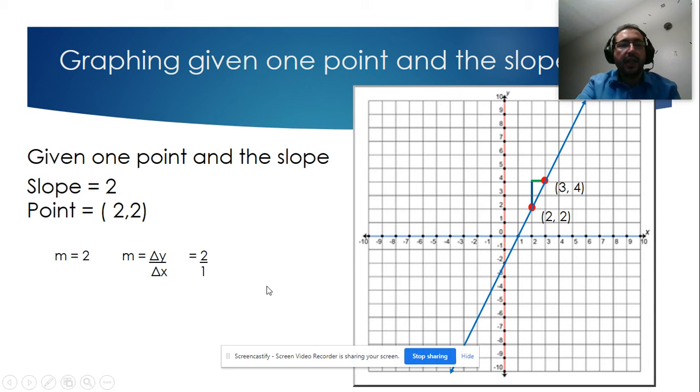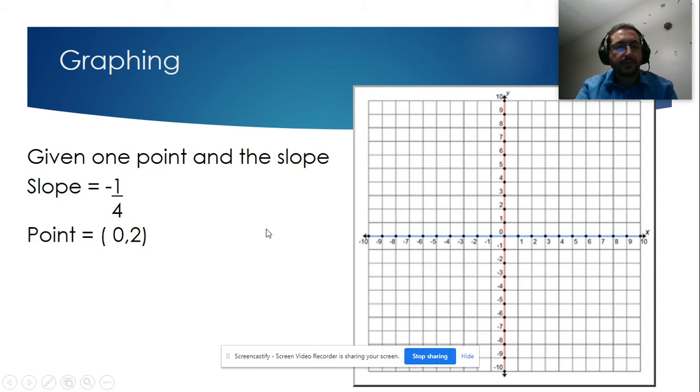Okay, now let's see another example. We had this example, so the first thing we should do is plot the point (0, 2), which is right here, and also is the y-intercept. Okay, so now using the slope, I'm going to find another point.